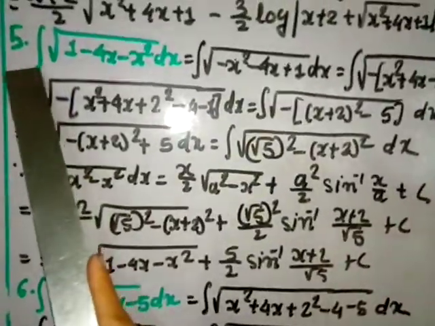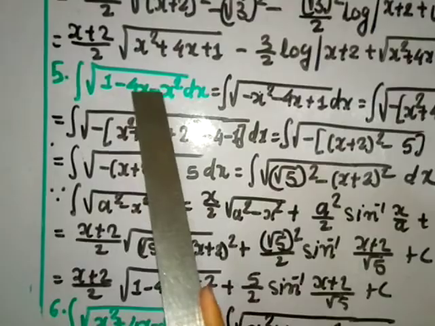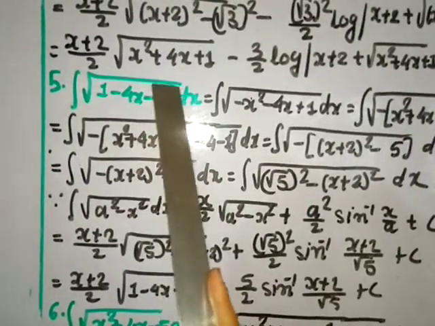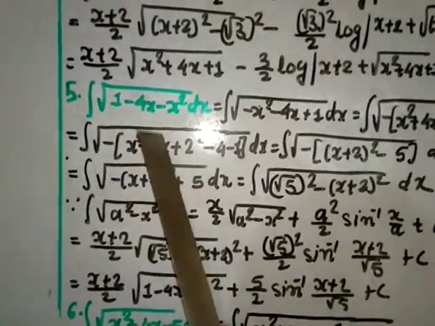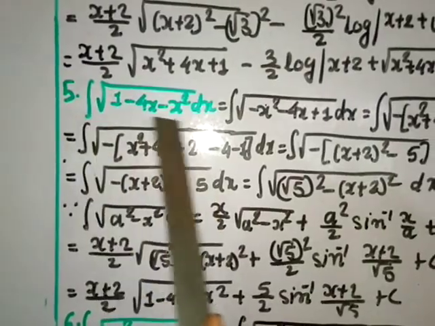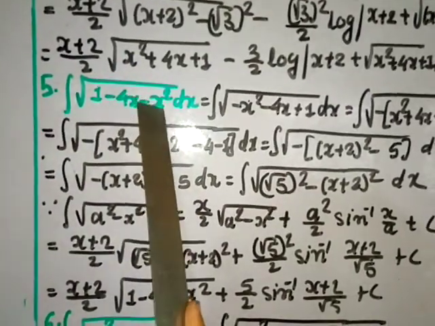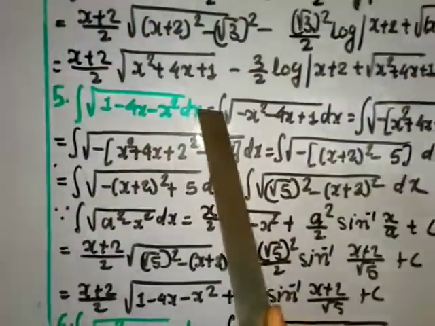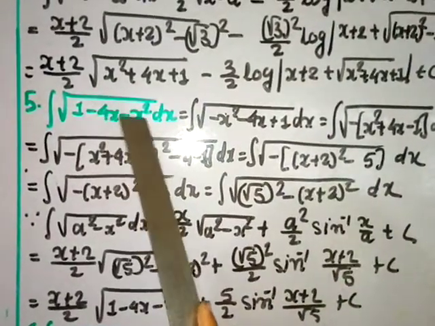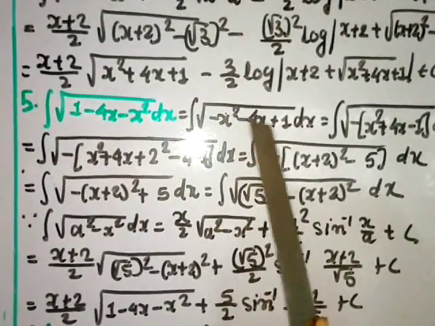Question number 5. Integral square root of 1 minus 4x minus x square dx. This x square coefficient has to be plus 1. So first I will write in the standard order, that is x square first, then x term, and then constant term. So integral square root of, this is negative, so negative x square minus 4x plus 1.